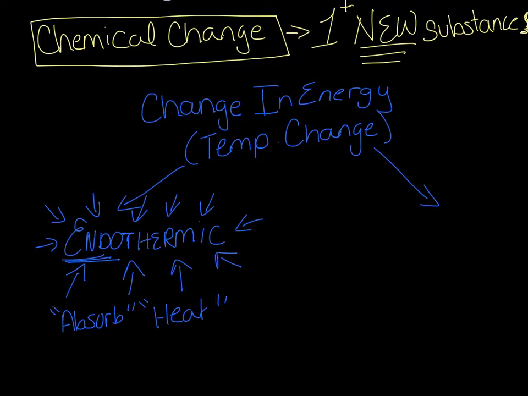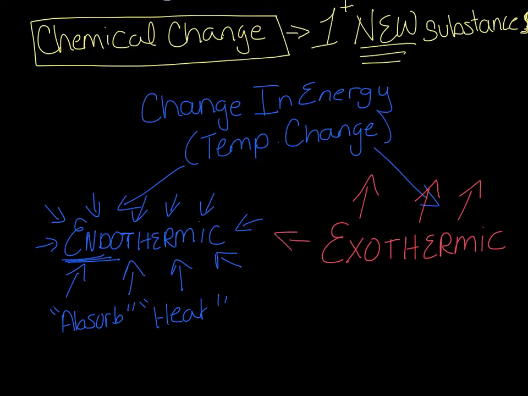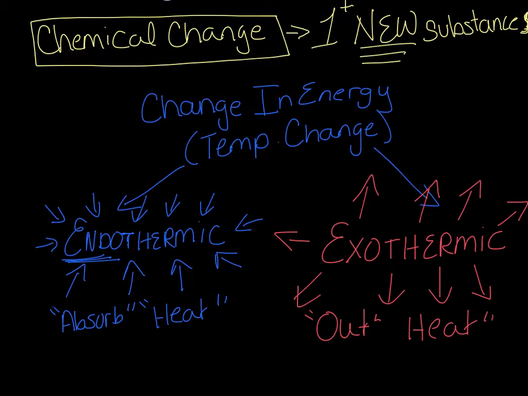If there's a change in temperature and it gets hot, that's going to be exothermic. And that's going to release heat or release energy. And because it's releasing the heat, it feels hot to the touch. So exo means out or exit, and thermic means heat, so the heat is going out and it feels hot to the touch.